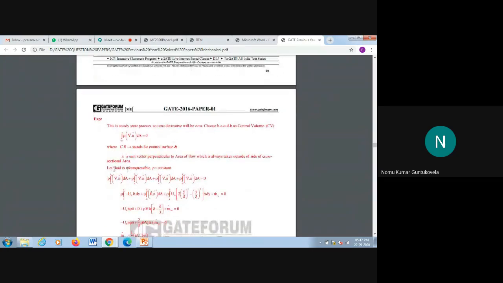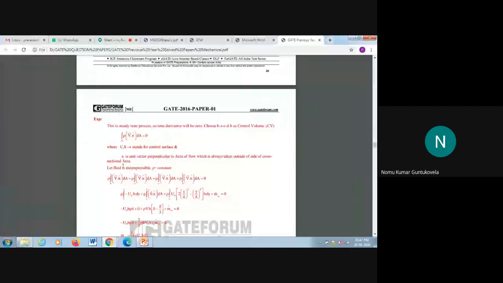Here we have the integral over CS of the density with V and n, dA equals 0. CS is nothing but the control surfaces, and n is nothing but the unit vector perpendicular to the area. So CS stands for the control, the control of the surfaces.